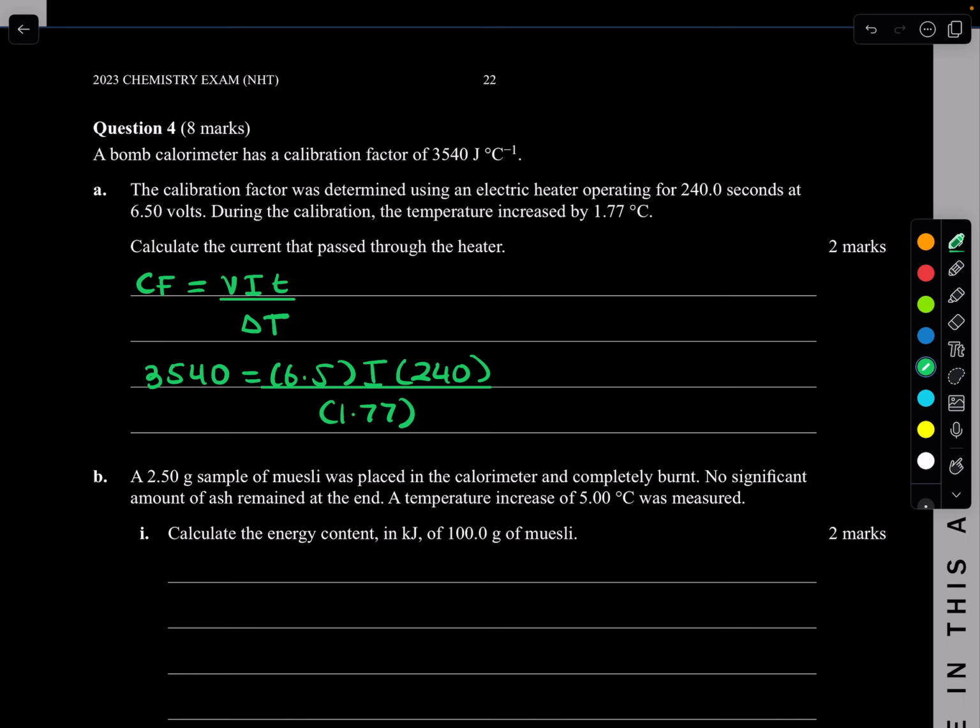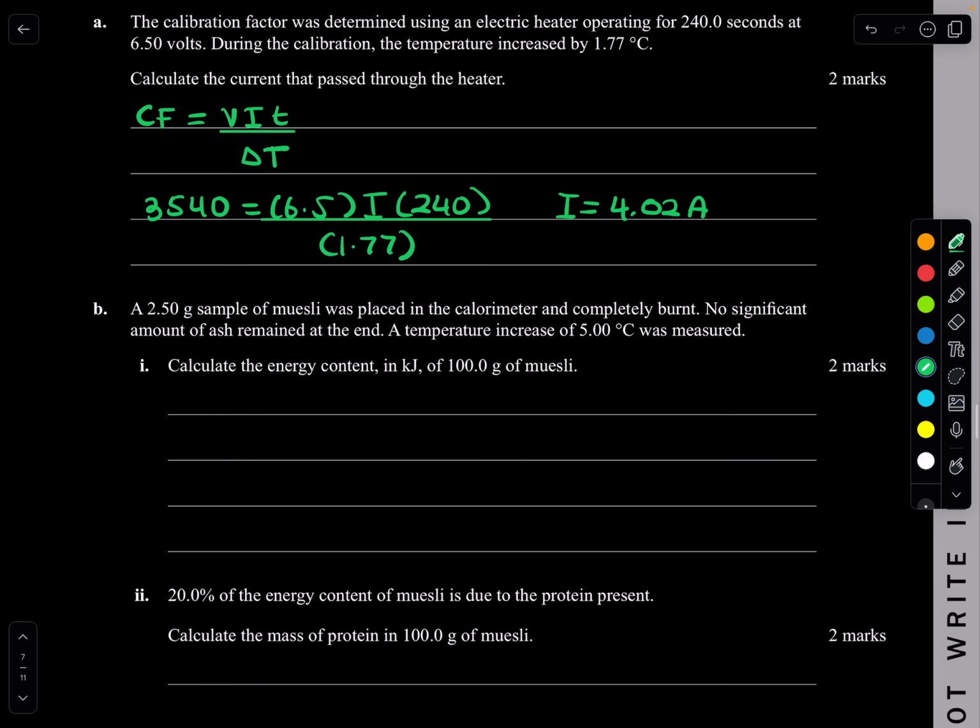So if I'm calculating this, 3,540 times 1.77, and then we divide that by 6.5 times 240. We get a current of how many significant figures? 3. So 4.02 amps. Done. A 2.5 gram sample of muesli was placed in a calorimeter and completely burnt.